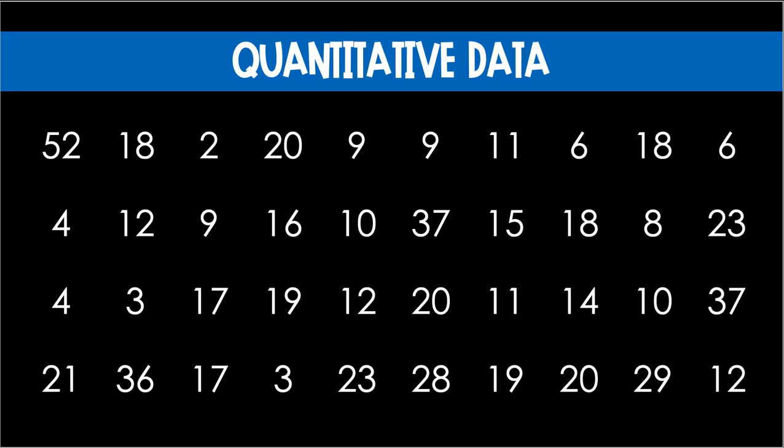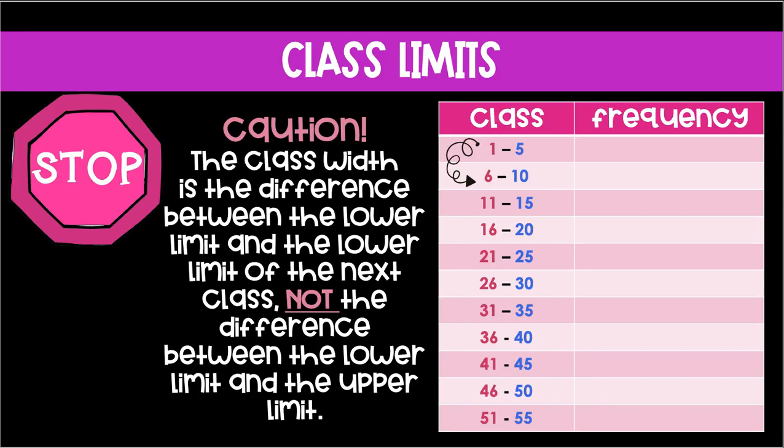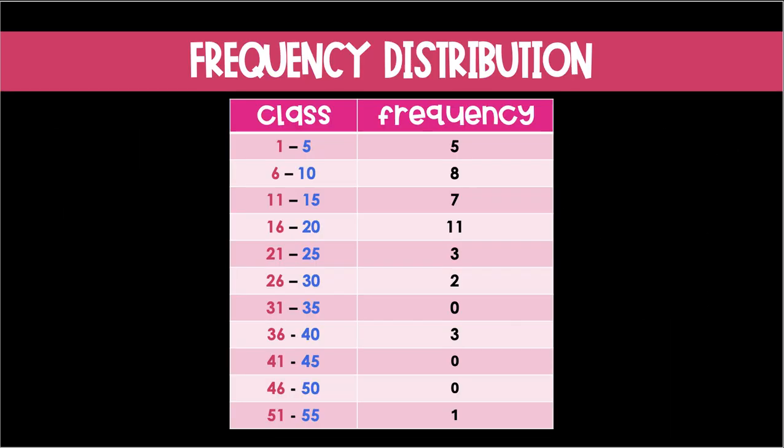All right, so if we already created our classes, let's take this quantitative data and put it in our frequency distribution. Lucky you, I already did. The frequency for the first class is 5, then 8, then 7, then 11, and so on. If you notice, although I didn't have any values for these 3 classes, I still wrote them down. Don't ignore them. Don't delete them. You cannot have any gaps in here. Even if there's nothing in that class, you still will write the frequency as 0. So we don't have any values in our quantitative data set between 31 and 35, 41 and 45, and 46 and 50.